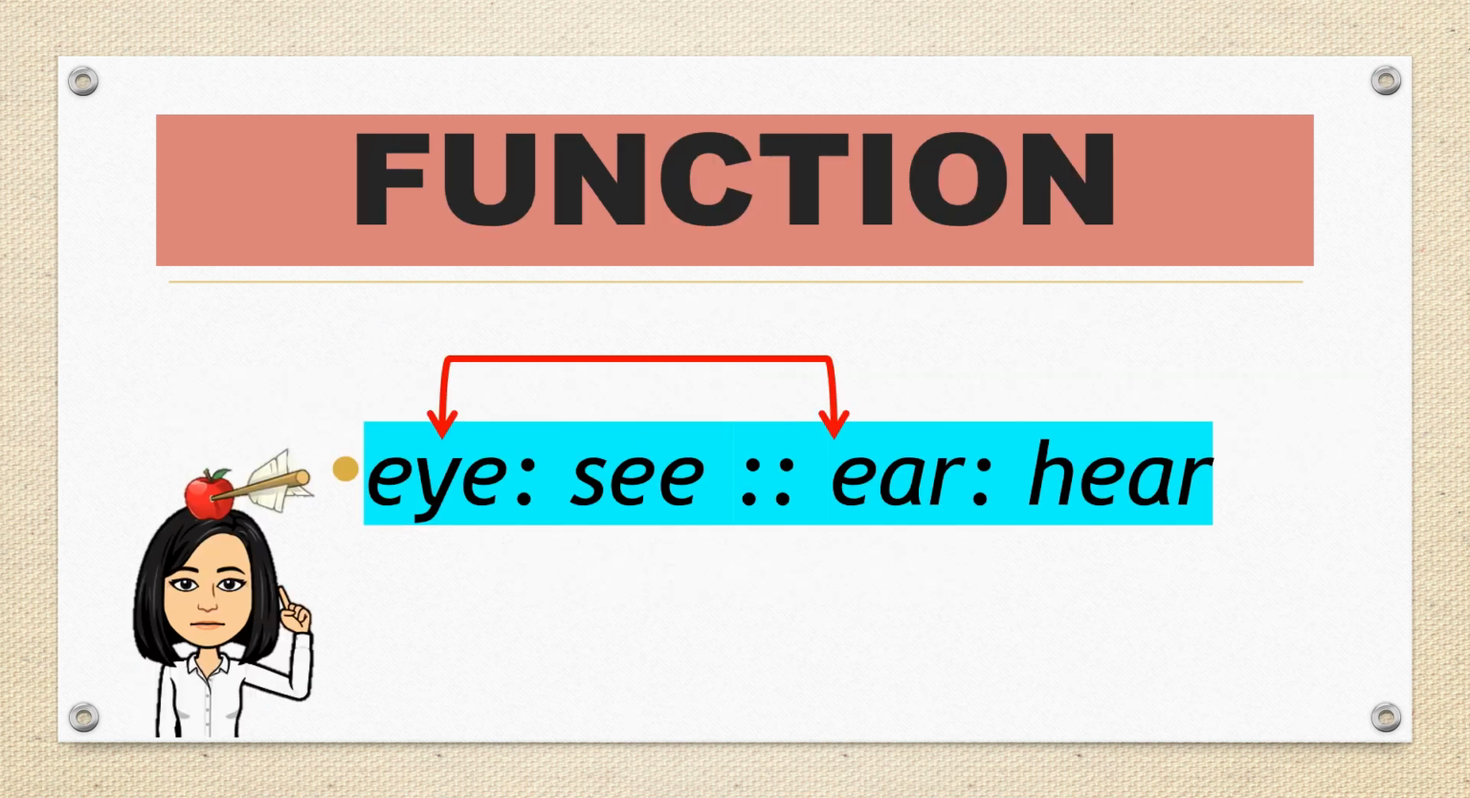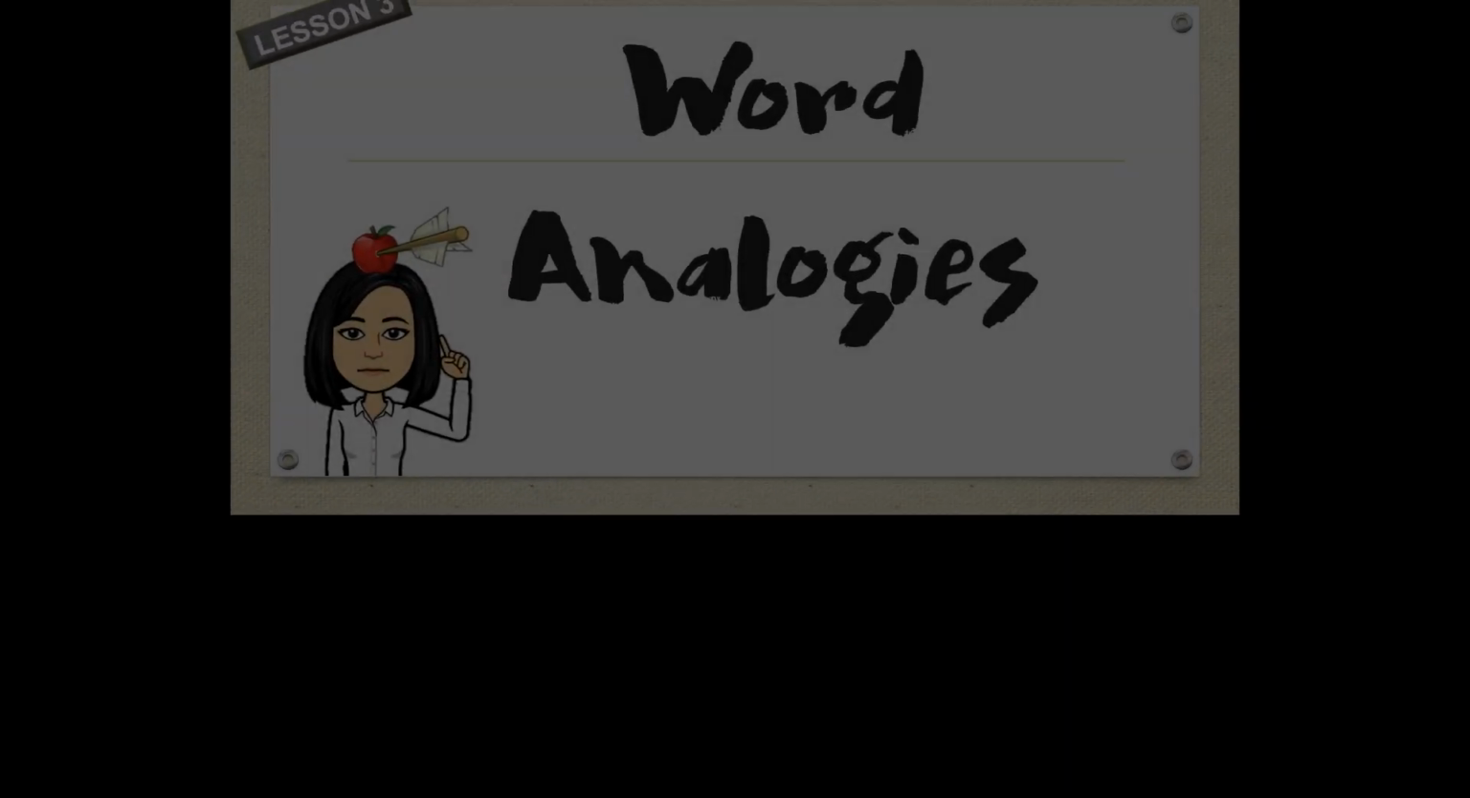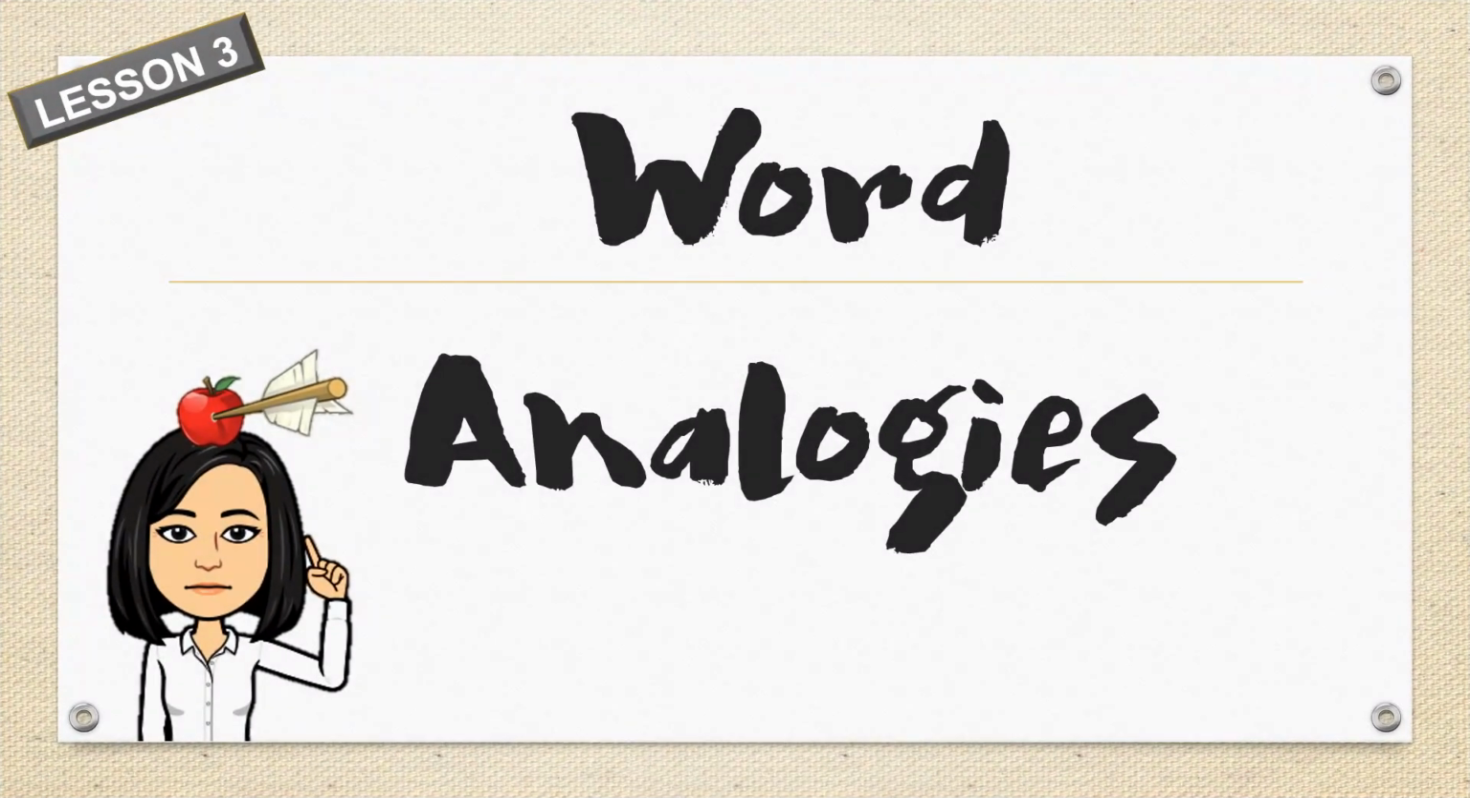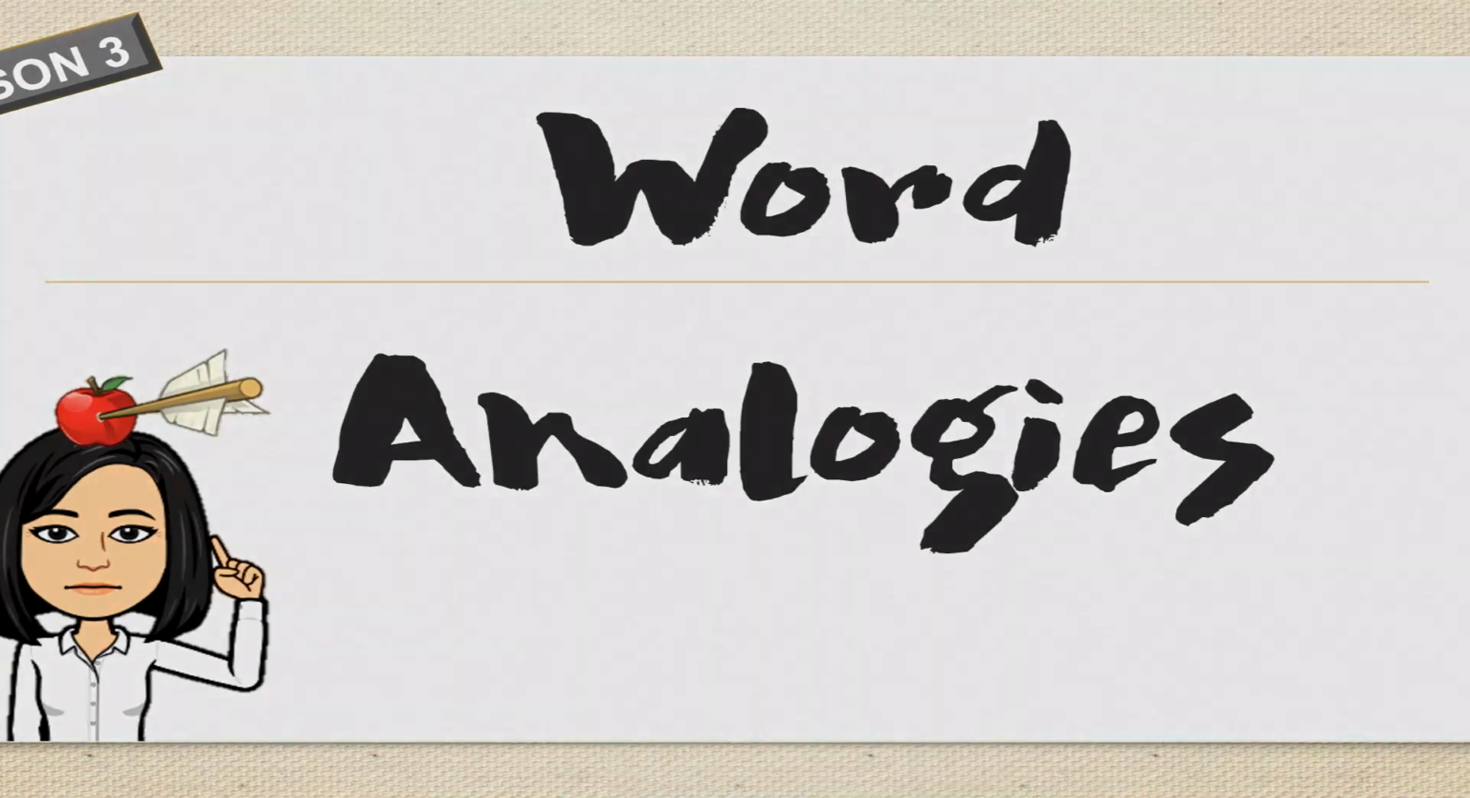Function. The first words function in relation to the second words. Eye is to see as ear is to hear, meaning eyes are used to see and ears are used to hear. So, that's all for today about word analogies. But remember that these are only some of the types of analogies because we still have more types of analogies out there, and I know that you will encounter them along the way.